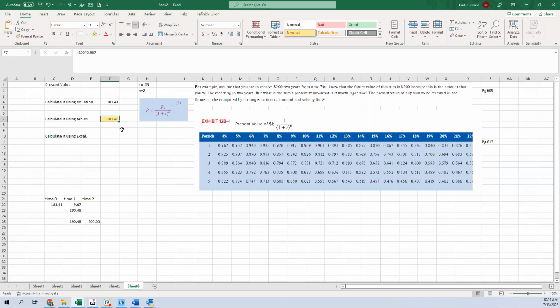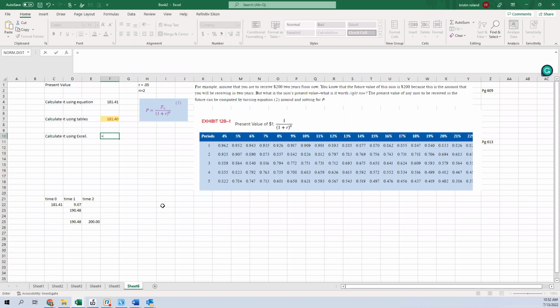So that's why you want to use the tables in order to get the numbers how the automated homework system wants them. But if you were doing this in real life, you would use Excel because Excel makes it super easy. And you can use Excel to check your work if you want. So here I'm going to do this problem using Excel.